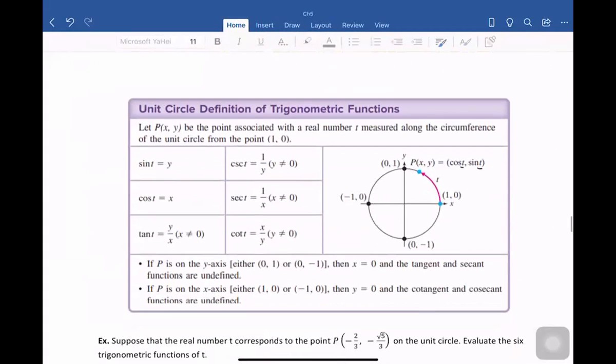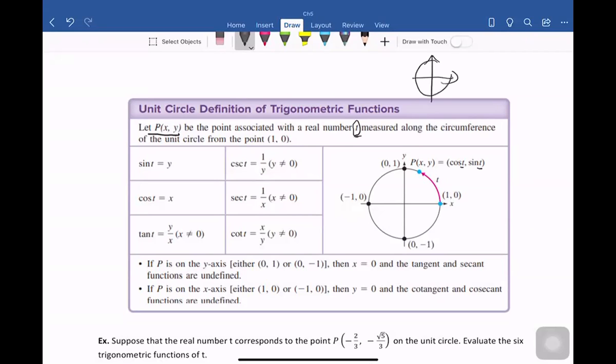Here is the summary: unit circle definition of trig functions. Let the point P be the point associated with a real number t, measured along the circumference of the unit circle from the point (1, 0). So why do they provide us the t, the arc length, and not the angle?